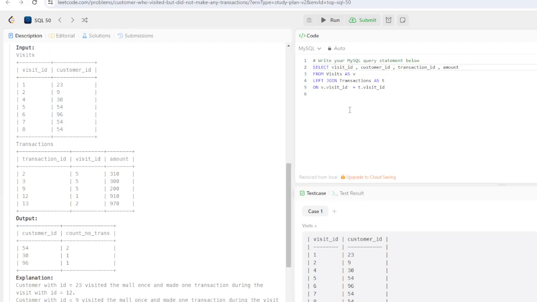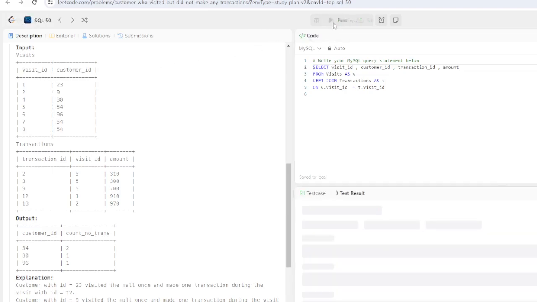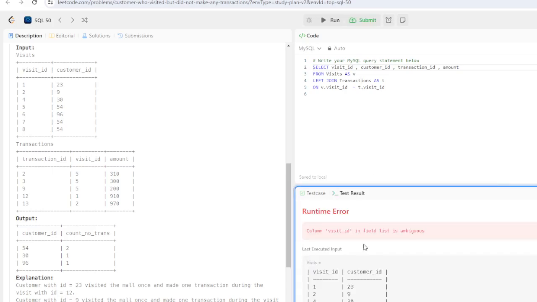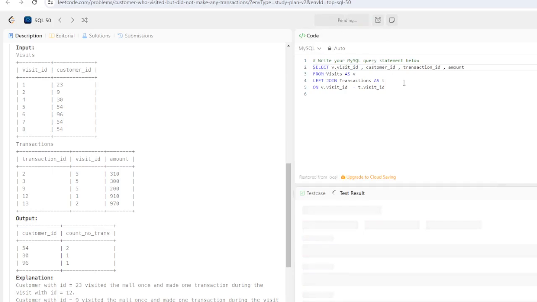If I run this query, there will be one error, that visit id is ambiguous. It will not identify from which table I want the visit id. Let me show you. Yeah, we got this error that column visit id in field list is ambiguous. So we have to specify from which table I want this column. I can say from v, that is from the visits table, right? Now let me run this.